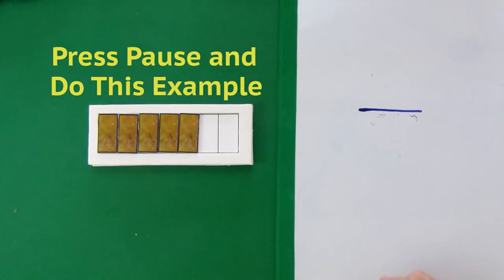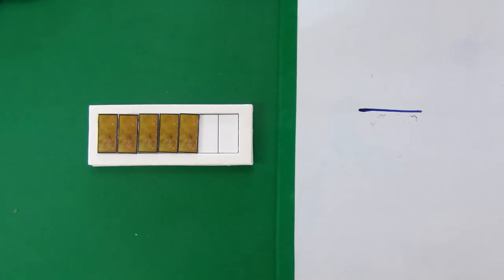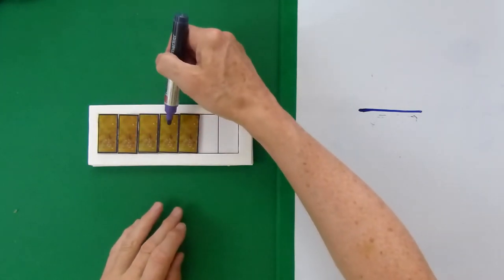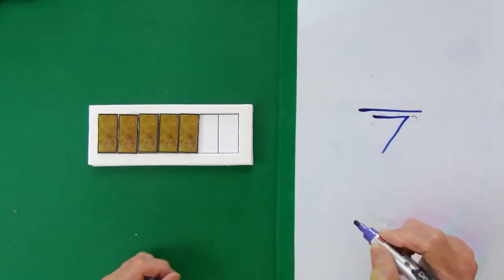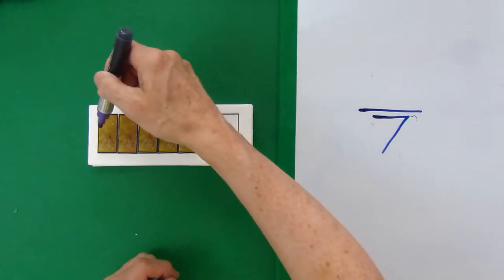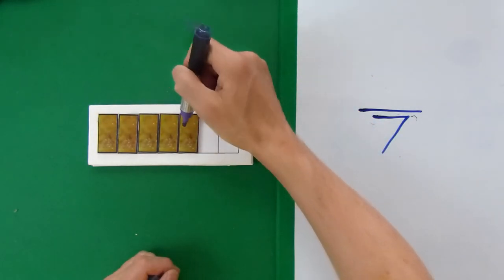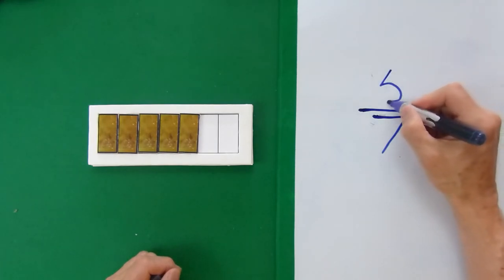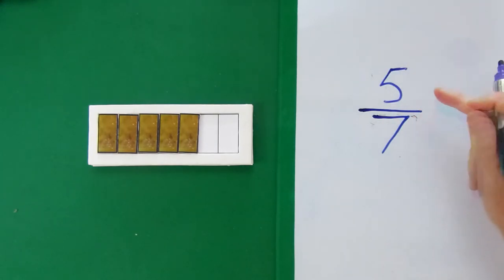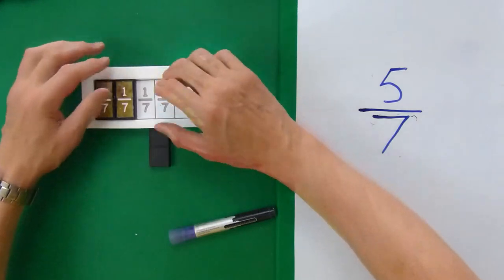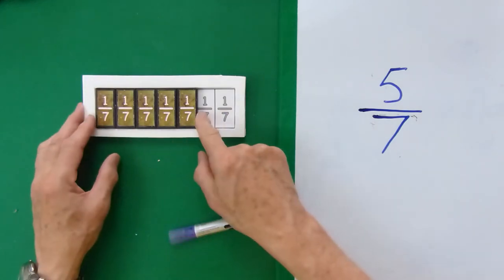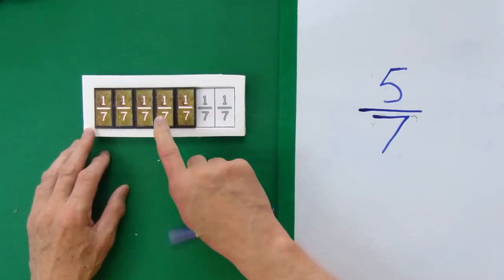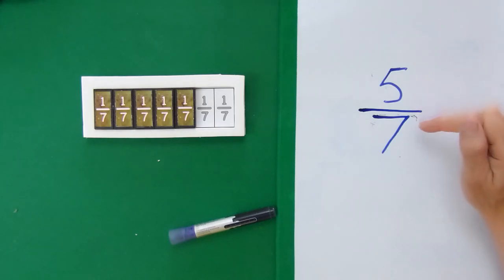In this example, again, it's 1, 2, 3, 4, 5, 6, 7. So we have 7 pieces in a whole pizza strip. And the number that we've got left is 1, 2, 3, 4, 5. So we have 5 out of 7. So it's 5 sevenths. So all the pieces are sevenths. So what we've got is 1, 2, 3, 4, 5 pieces out of the 7. So with 5 sevenths out of the 7 sevenths, it's 5 out of 7.